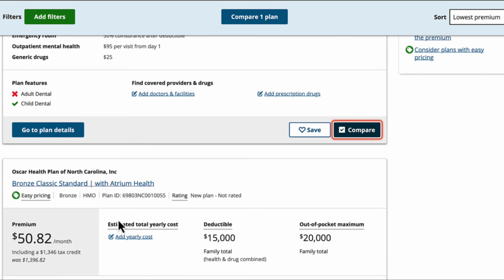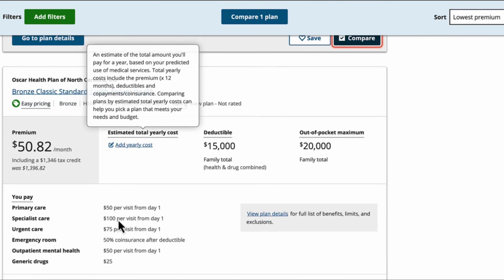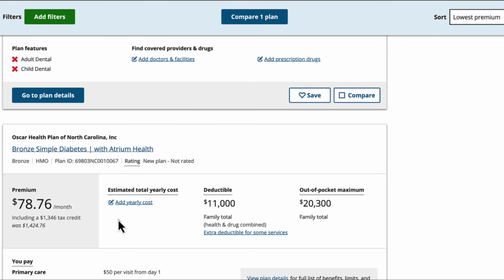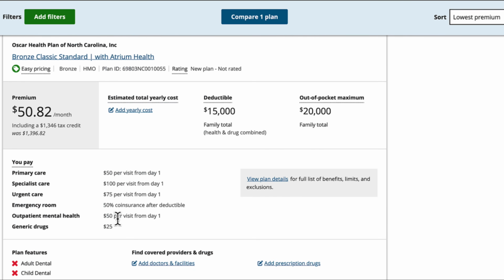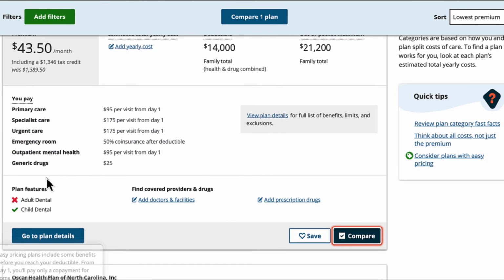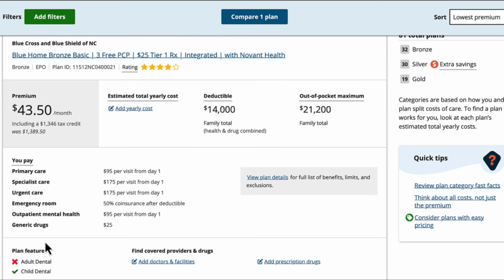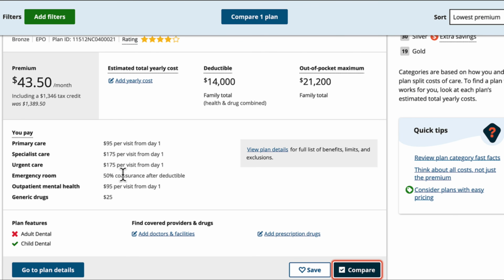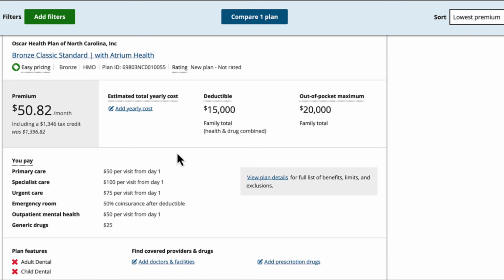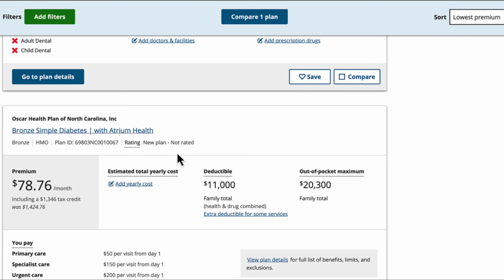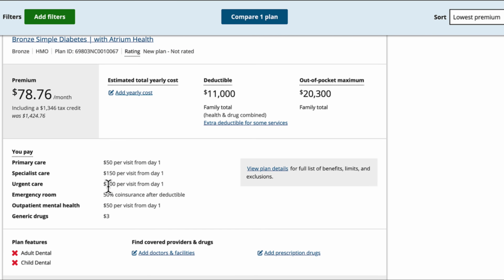Now let's scroll down. Okay, this is another bronze. Another bronze. Oh, that's funny. So this one actually specifically says easy pricing. This one doesn't, but I would consider this to be easy pricing because it's specifically saying from day one, not after you've met your deductible. That's unusual. Maybe it's a glitch.